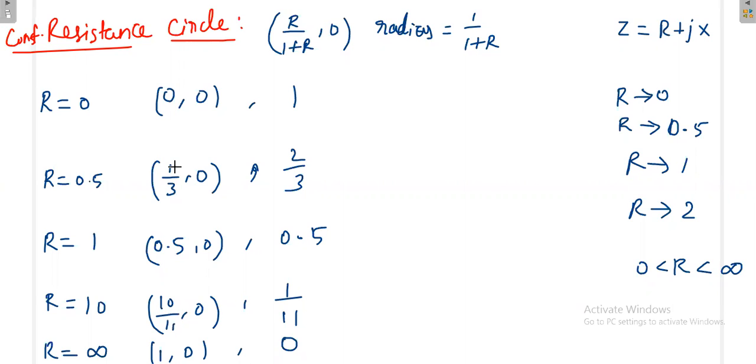So from this, one thing is very clear. Now I am going to draw the circles. The center point of all the circles will lie only on the positive x-axis. So what is the observation from here?